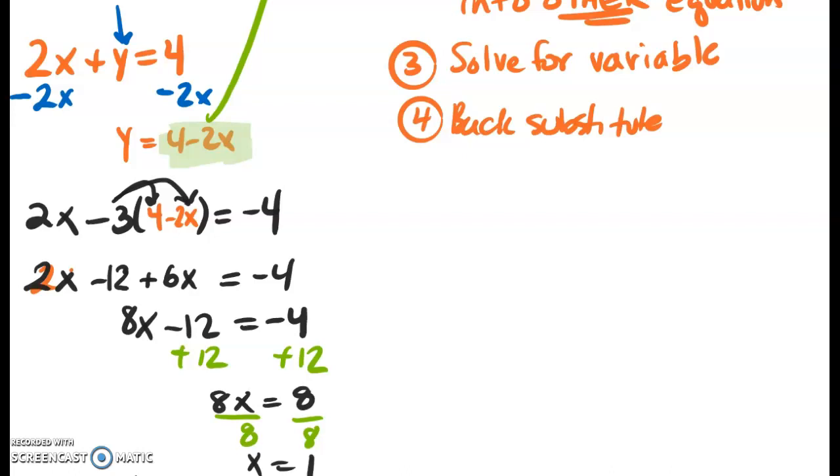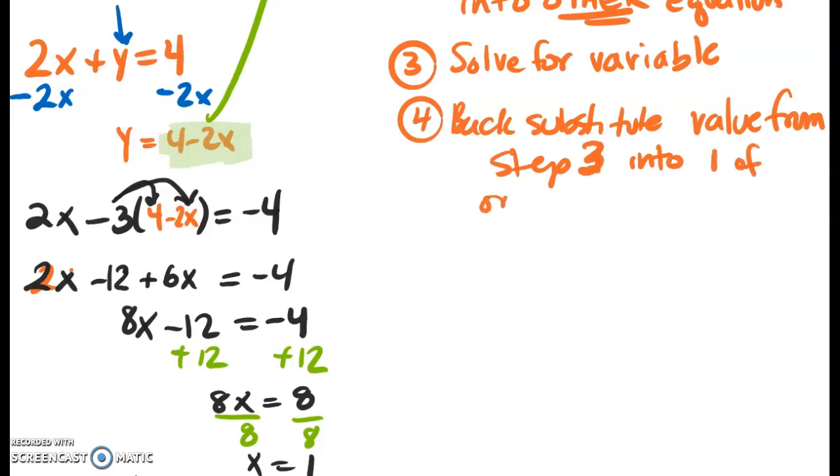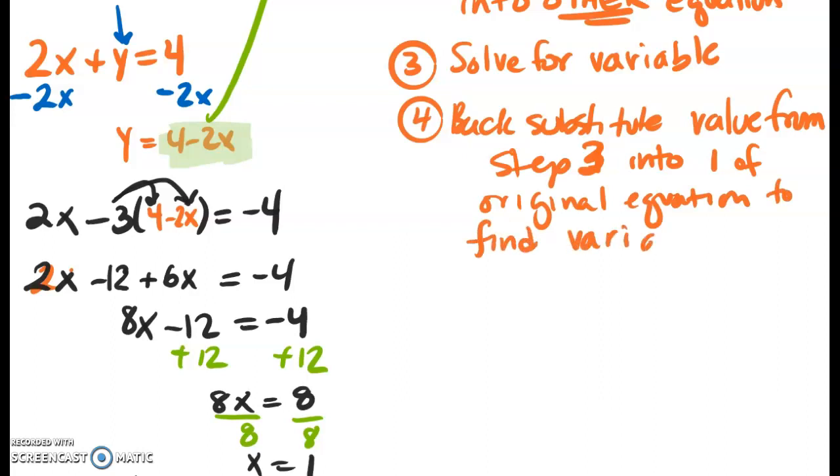Back substitute the value from step 3 into one of the original equations to find the other variable. Because we don't want to stop there. That's only part of my solution. I have x. I need x and y.